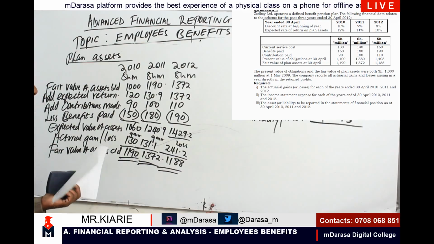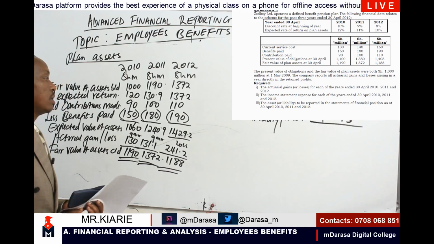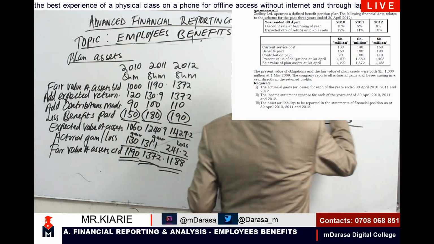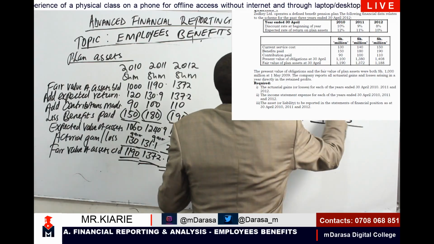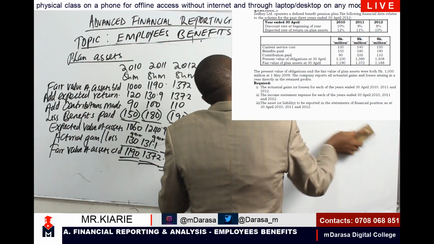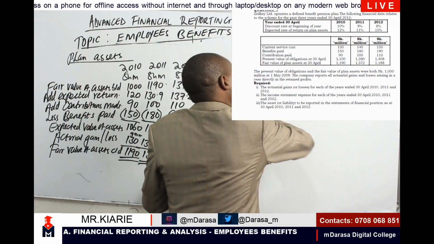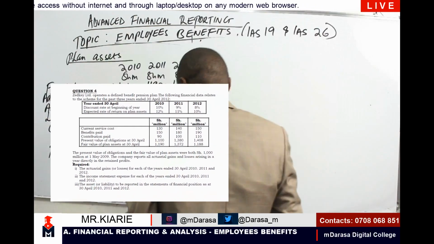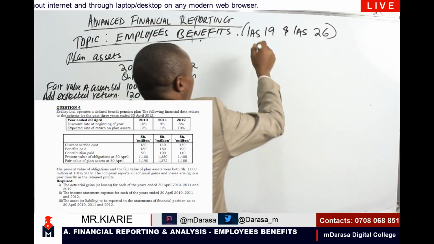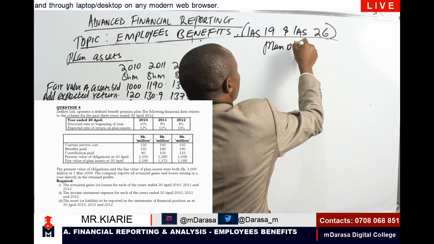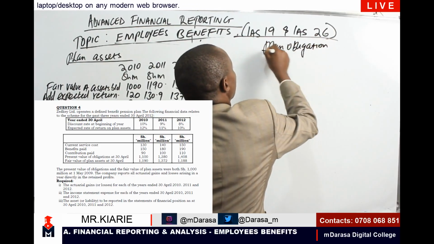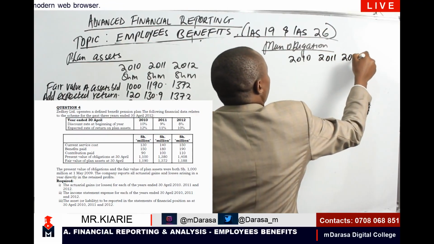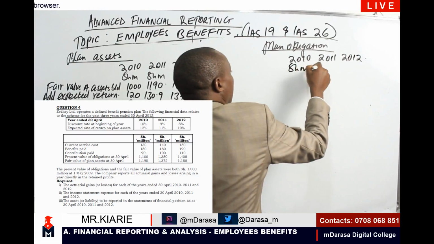Then, from there, we get to the gain or loss on plan obligation. Determination of gain/loss on plan obligation. So you write plan obligation. We have 2010, 2011, and 2012. Our figures are in millions.